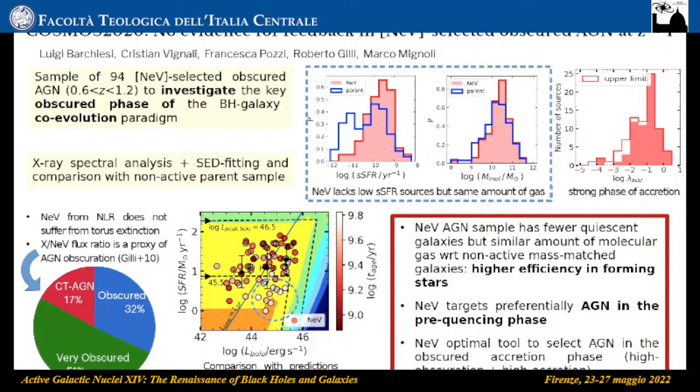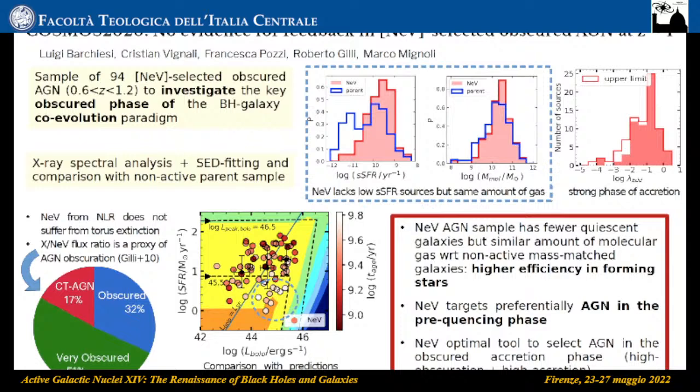What we found is that a lot of sources in our sample are very obscured, like two thirds have NH greater than 10^23 cm^-2, and that a lot of sources are in a strong phase of accretion, judging from their Eddington ratio.